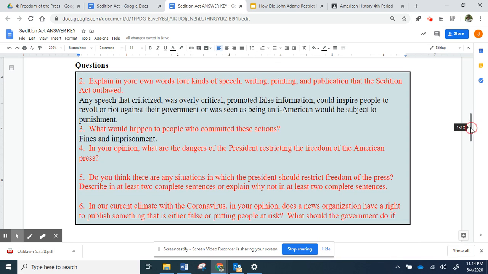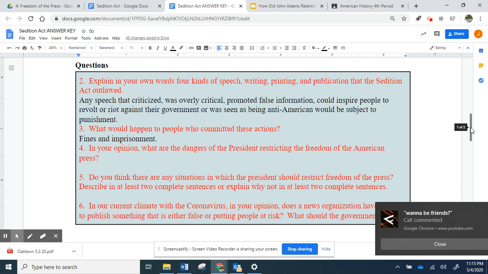So, explain in your own words what 4 kinds of speech, writing, printing, and publication the Sedition Act outlawed. Any speech that criticized, was overly critical, promoted false information, could inspire people to revolt or riot against their government, or was seen as being anti-American, would be subject to punishment.